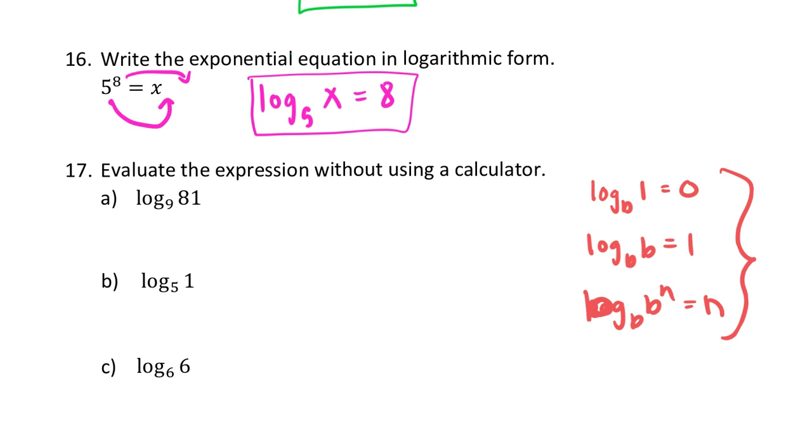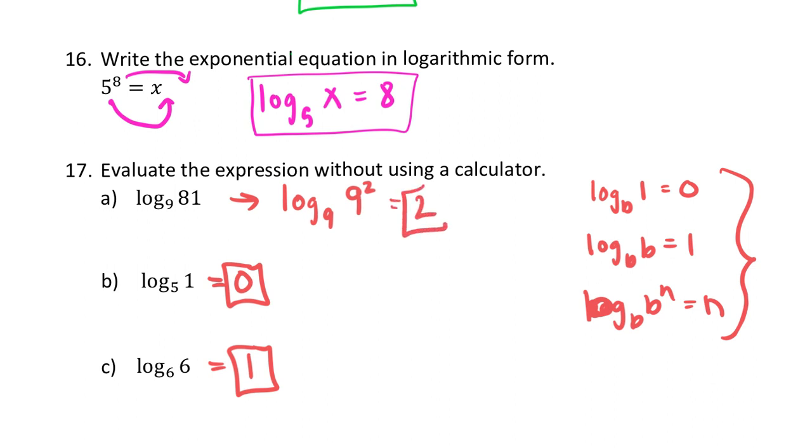So on question 17, we can look at b and c without doing a single ounce of work. We have log base 5 of 1. Using the rule, that is 0. And that is all you need to do. Log base 6 of 6, that is 1. They reduce that way. Now on a, there is a tiny bit of work to do. I can rewrite 81 with a base of 9. I can say that is 9 squared. So then using the third rule, this simplifies to 2.